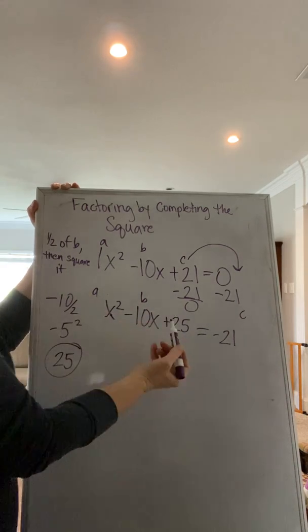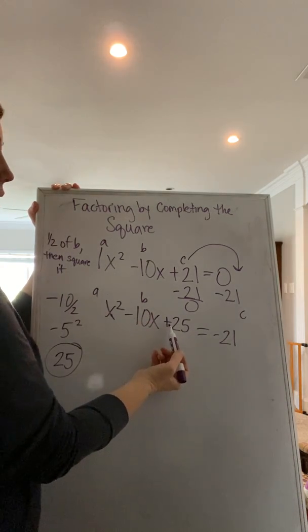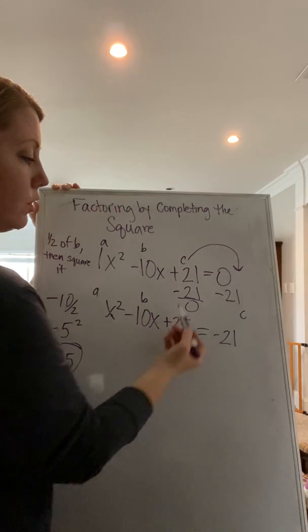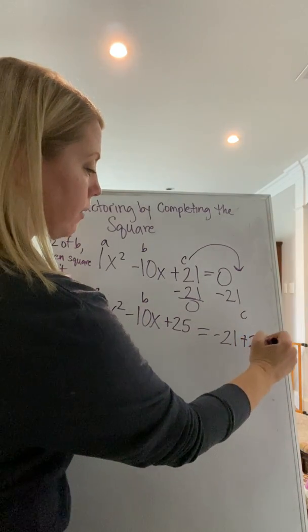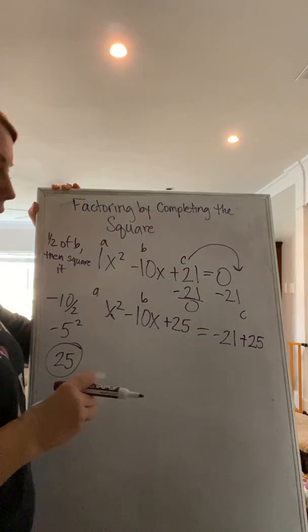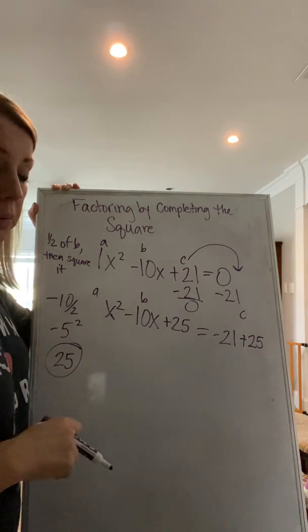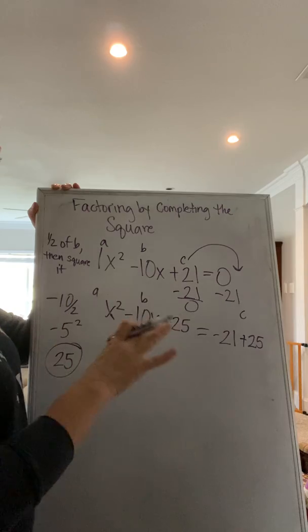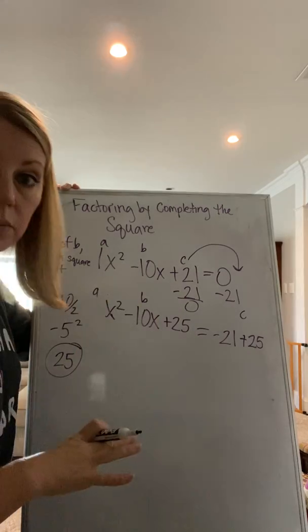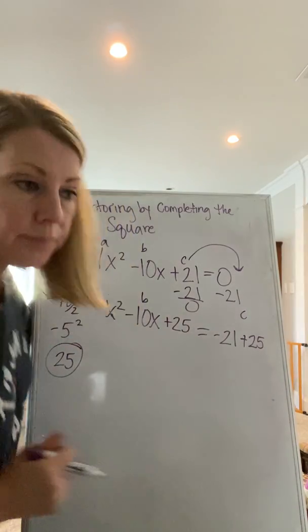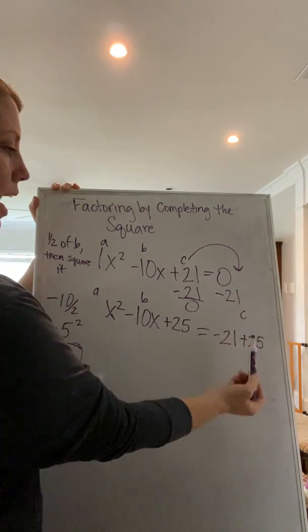And I'm going to add it to this side. Well, guess what I'm going to also do? Whatever you do to one side of the equation, you have to do to the other. So I have to add the 25 on that side too. This is all in your workbook, by the way. It tells you step by step exactly what to do. But I just want to explain it, you know, Miss Job style. Okay. So I added it to this side.